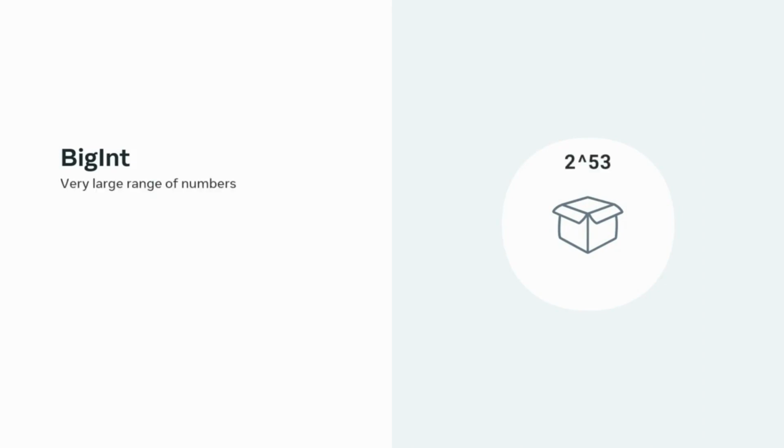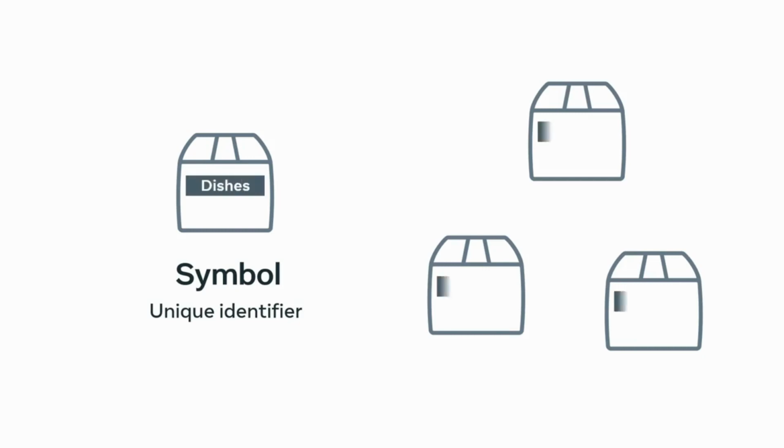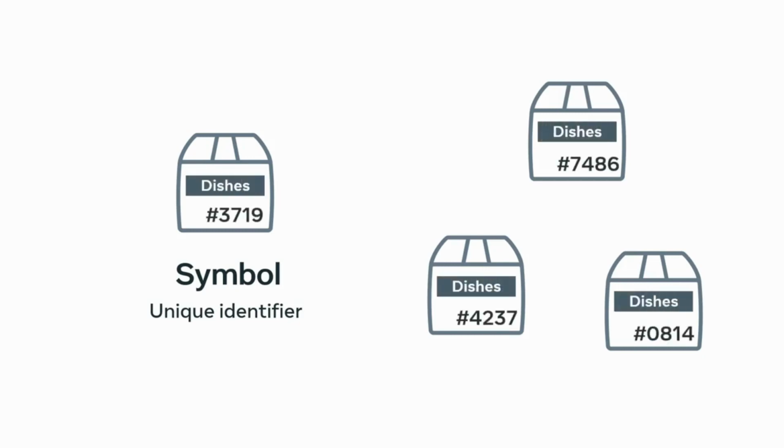The capabilities of JavaScript have evolved over time, and version ES6 introduced two new primitive data types to help with more complex tasks. One is the big int data type, which is like an extra large box that can accommodate a much greater range of numbers than the number data type. Finally, there is the symbol data type, which can be used as a unique identifier. Think of it as having multiple boxes with the same label and using different serial numbers to avoid mixing them up.